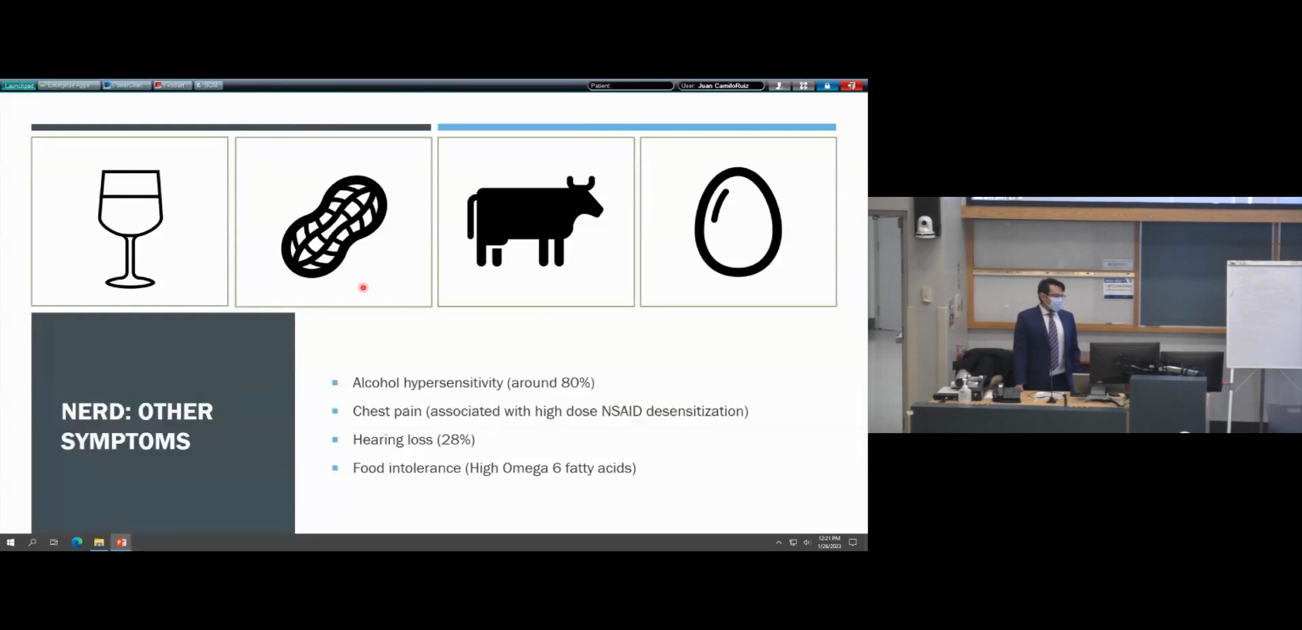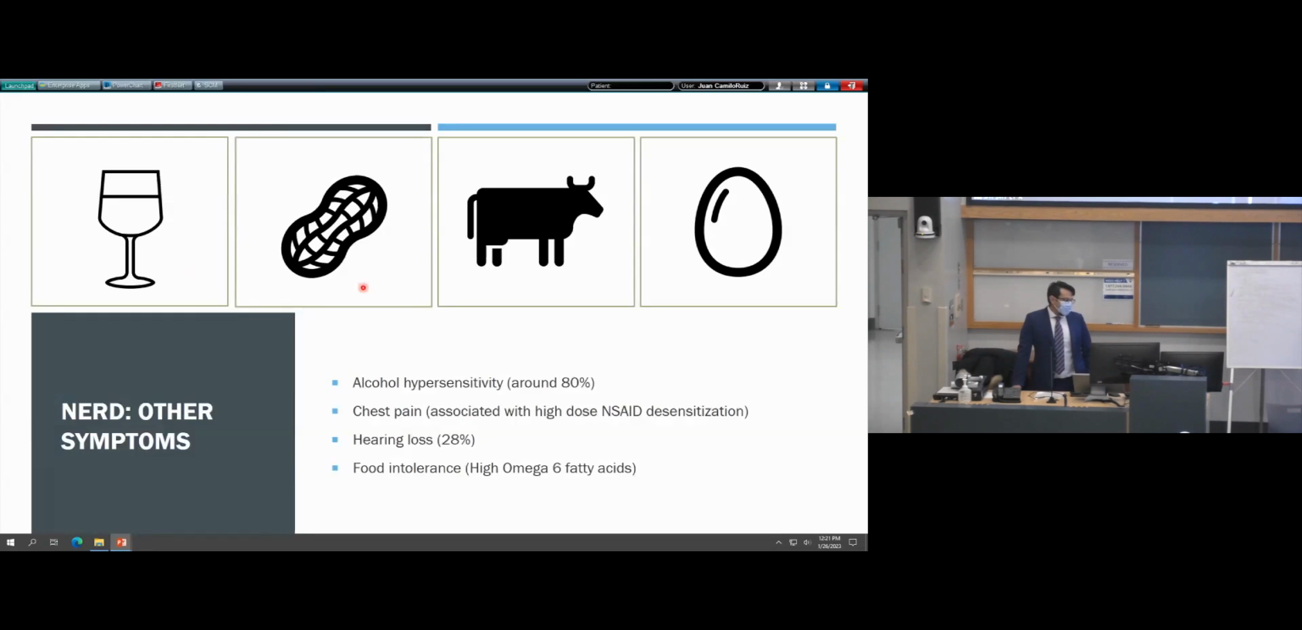In terms of other things, alcohol hypersensitivity, these patients unfortunately are not able to drink. A lot of them, if you ask them what happens when you have a beer or when you have wine, they'll always tell you they have congestion, coughing, wheezing. So it's a pretty miserable disease and they don't have a lot of fun either.